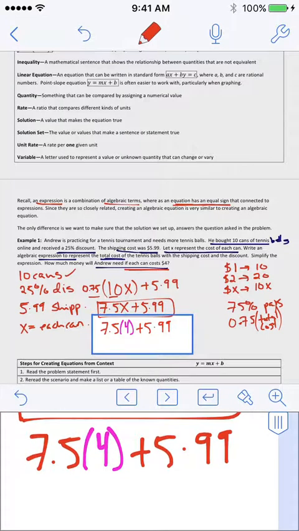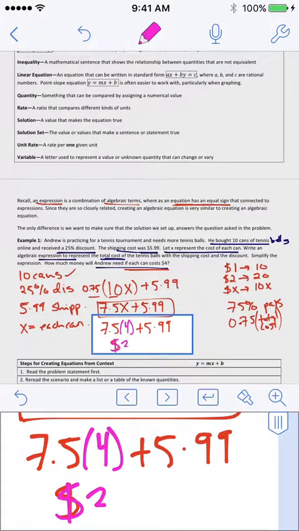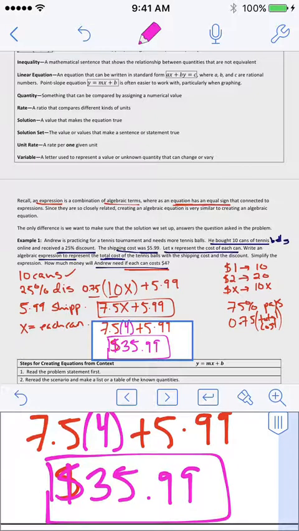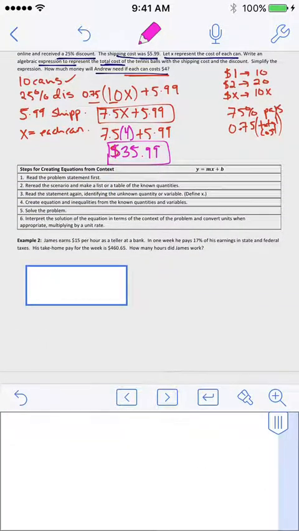All right. And when we do that, we end up with, let's put it in pink, $35.99. So 7.5 times 4 is going to be $30 plus the $5.99 shipping. That's how much he's going to need if he needed 4 cans, or if they were $4 each, pardon me. Alrighty. Any questions at all, make sure you get them asked. Otherwise, we're going to head on to equations now.